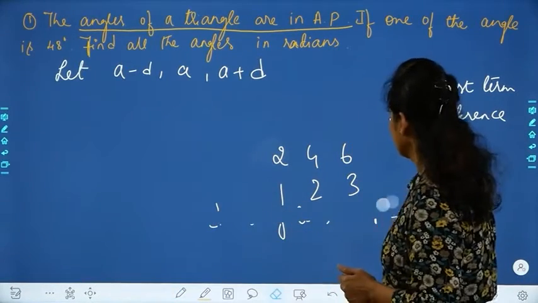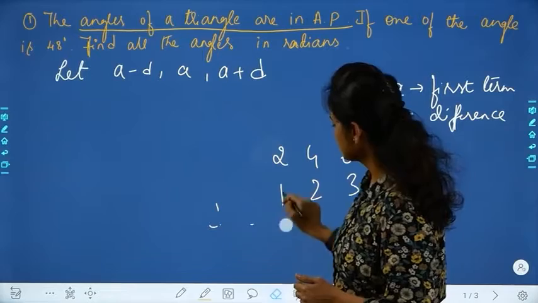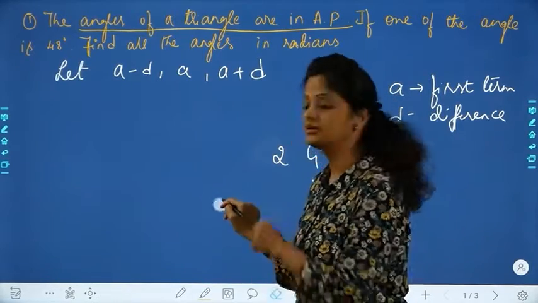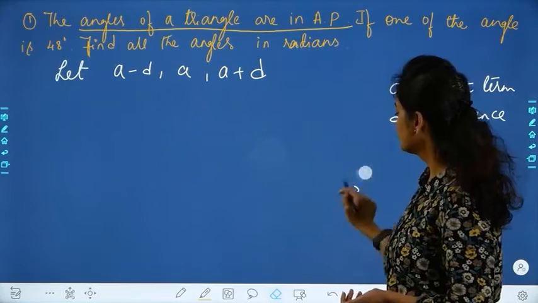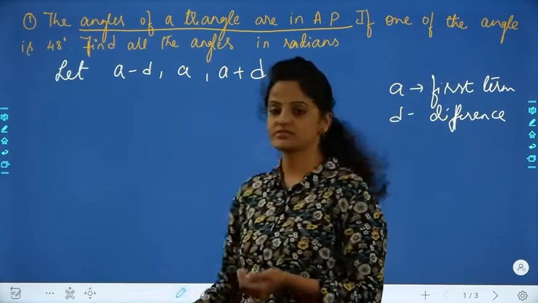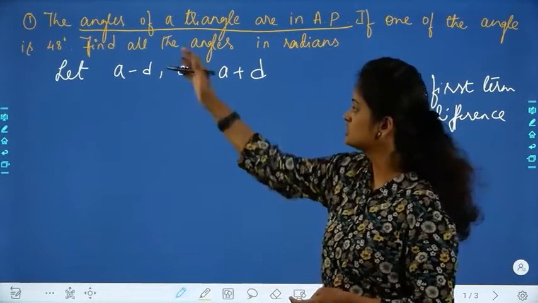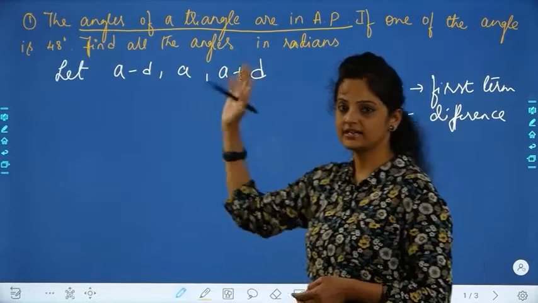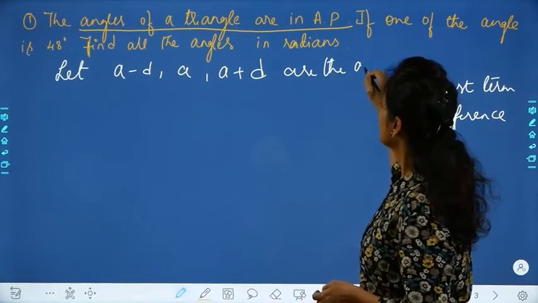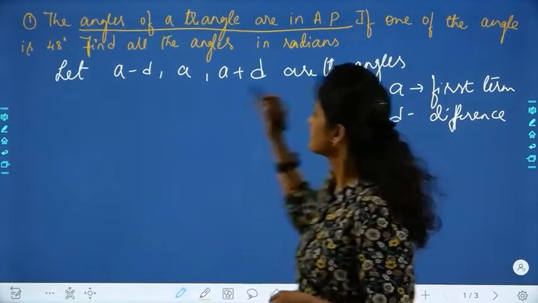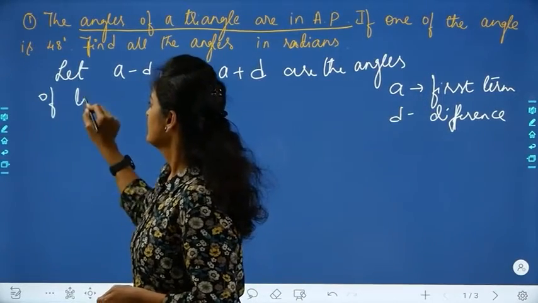In depth we are dealing with sequence and series in another chapter, where you study the complete chapter on AP and GP. Here I need only how we take the numbers. 3 numbers you have to take, usually we take A minus D, A and A plus D as the angles of the triangle in AP.